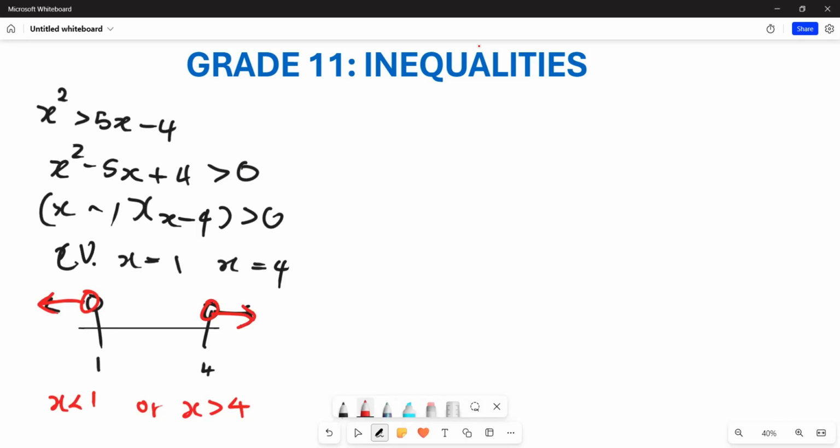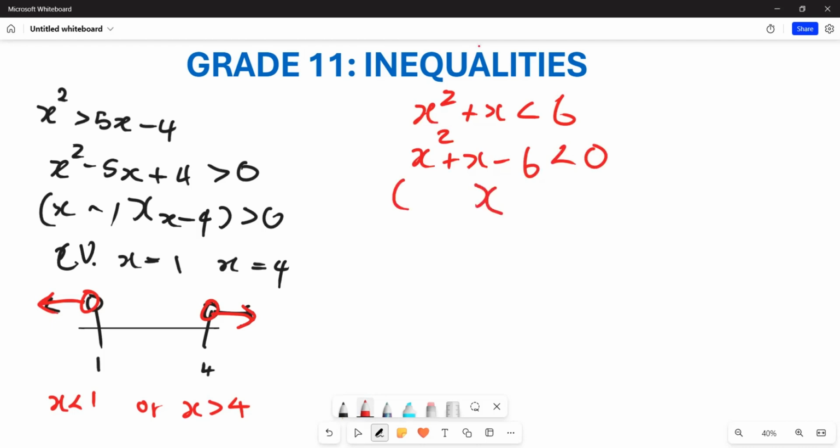Now, let's look at this next one. In this case, I give you x squared plus x, and this is less than 6. How are you going to do that? Obviously, you write this in standard form first, which means this is going to be x squared plus x minus 6, less than 0. Then you open your two brackets, still less than 0.